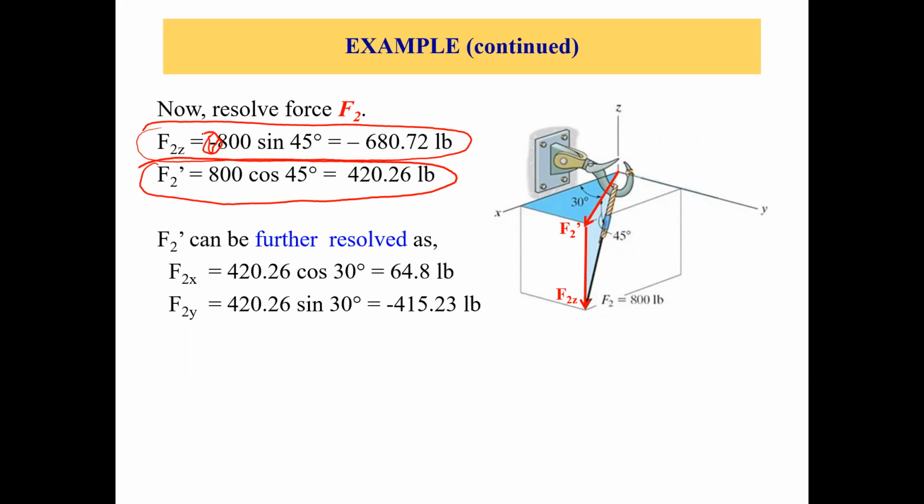Right? Okay, so negative 800 times sine of 45, which will give us negative 680.7 pounds. And again, F2 dash is 800 times cosine of 45, which gives us 420.26 pounds. So this was the first resolution which we did for this F2 to get F2 dash and F2z. Now we need to resolve this F2 dash again to find out F2x and F2y, right? So let's do that.